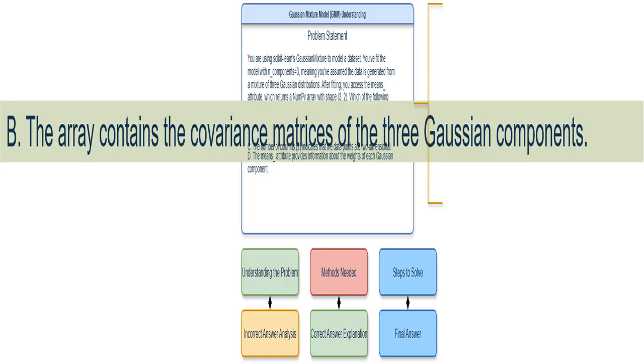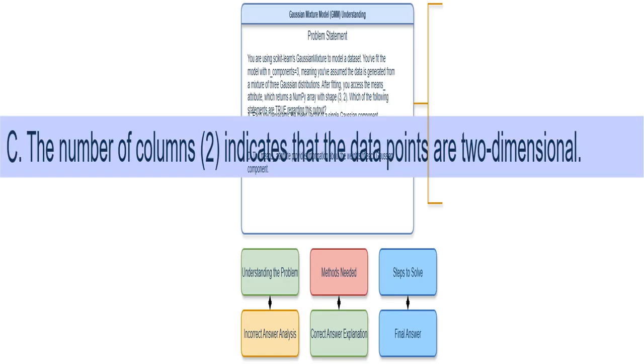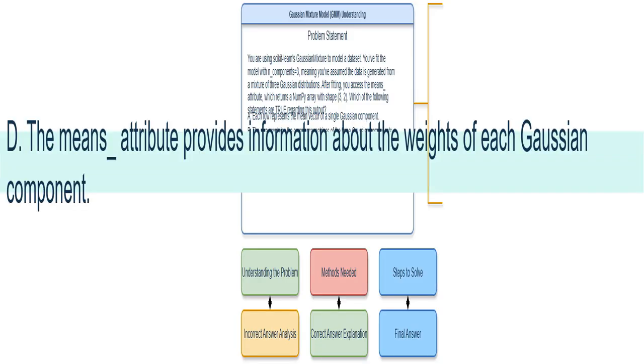I believe it's covariances. This isn't what means contains. Precisely. The 2 columns of the array means each point in the data has 2 features. For instance, it could be height and weight. Incorrect. Another attribute, likely weights, would give the relative size of each of the 3 groups.